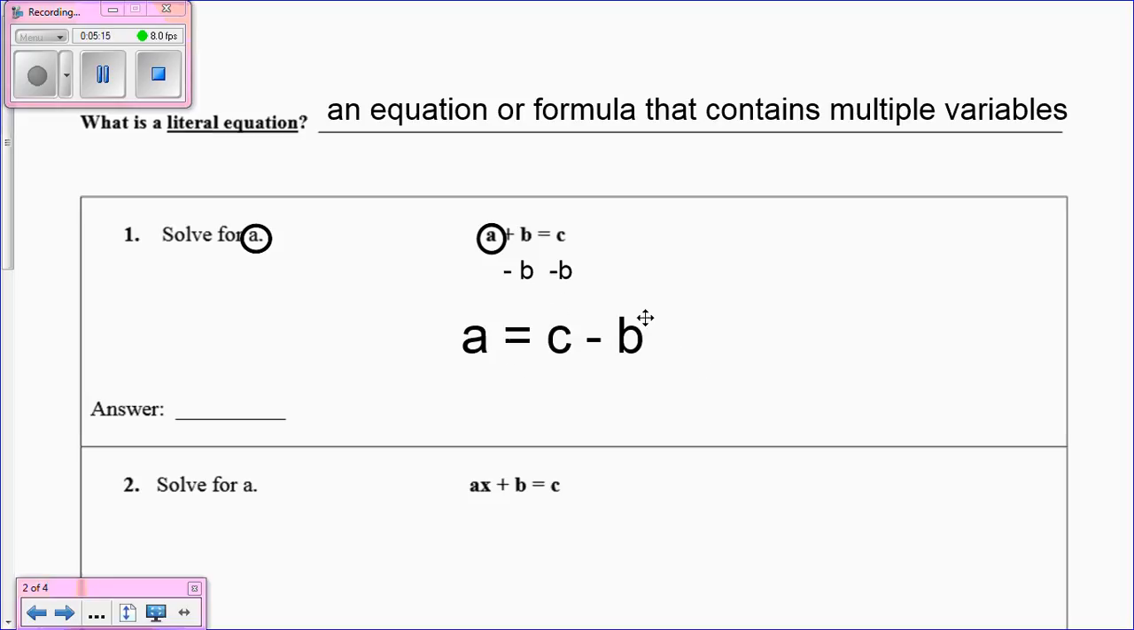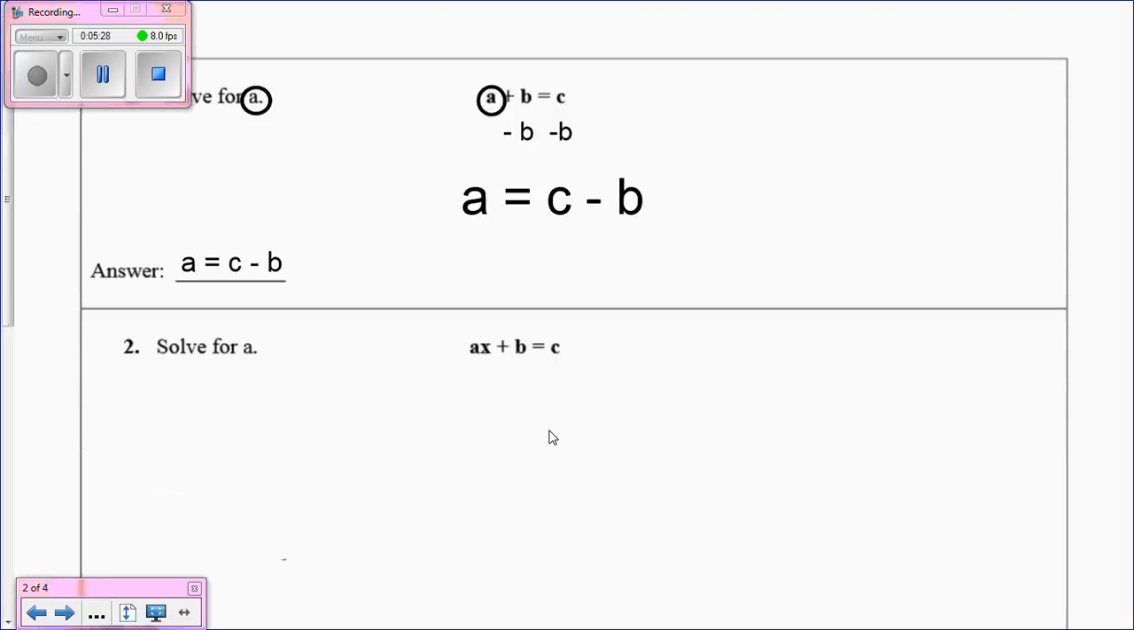That's just how I have to leave it, because I can't combine them. They're not like terms. They're not the same variable. Okay? So that's my answer: a equals c minus b. Okay? Let's try number 2.